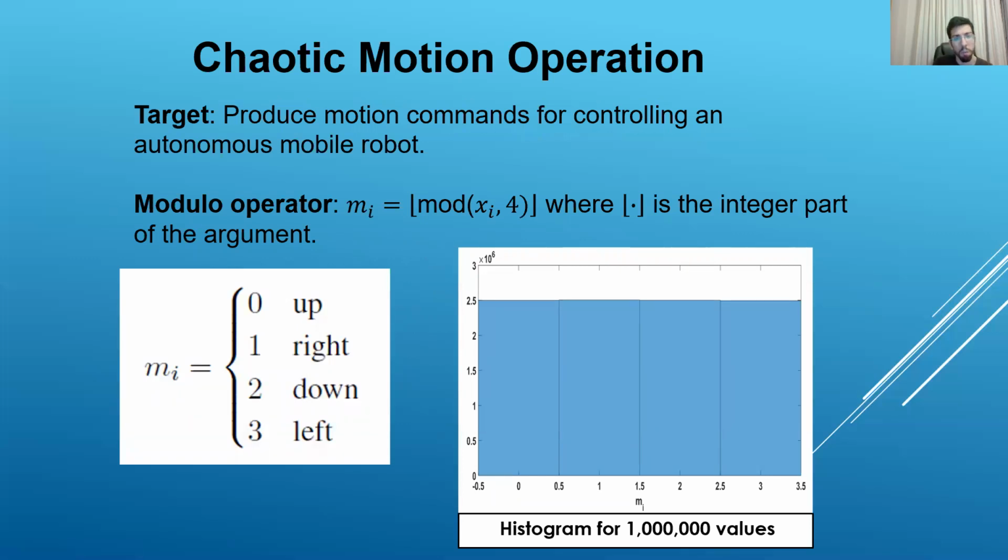Next, we wanted to produce basic commands for controlling an autonomous robot. And in order to do that, we use a modulo operator, as you can see over there, which takes the integer part of this argument and transforms it into basic commands according to this simple rule. After that, we took the histogram of 1 million values in order to see if there is an equal chance of producing the motion commands. And you can notice that indeed we have this behavior.